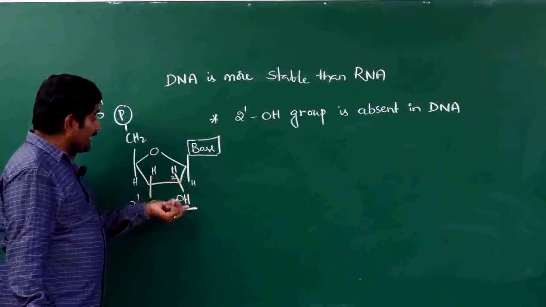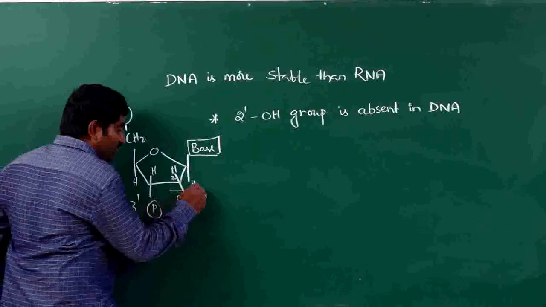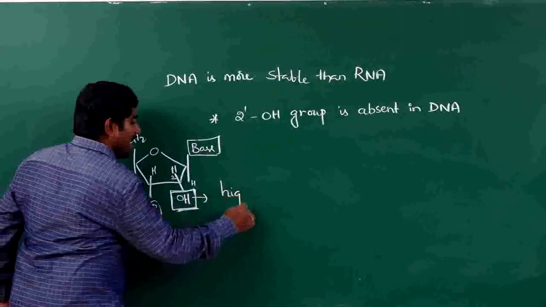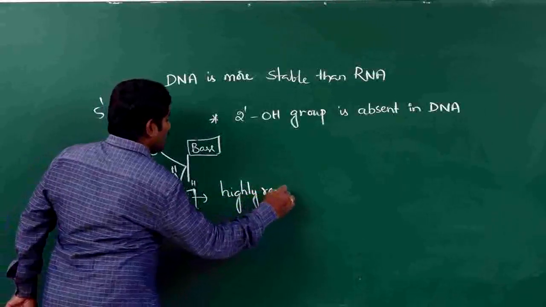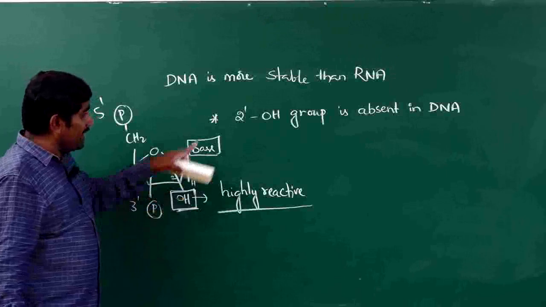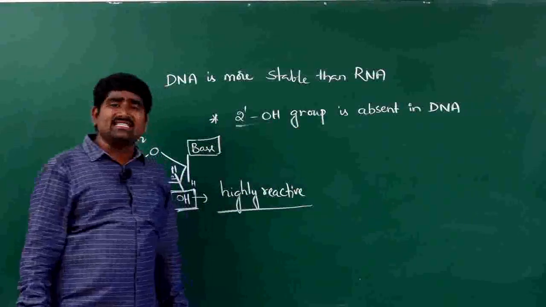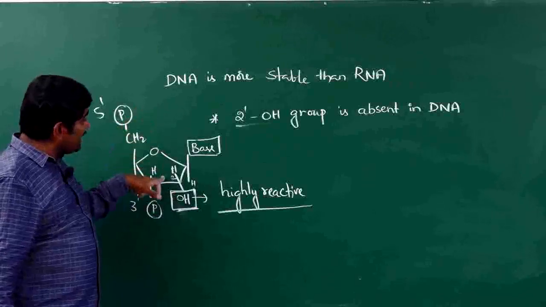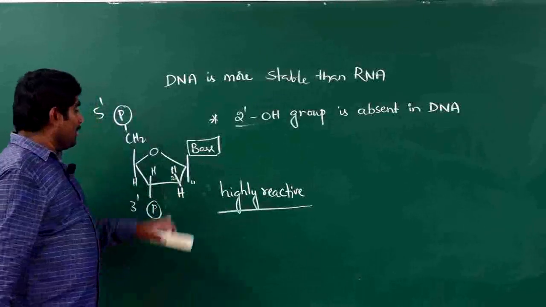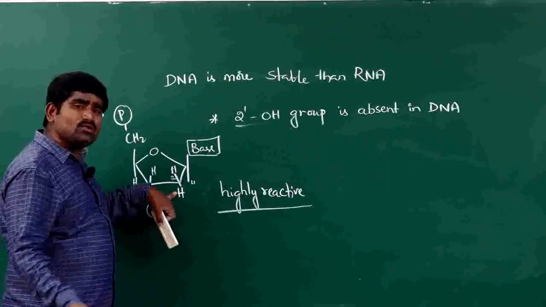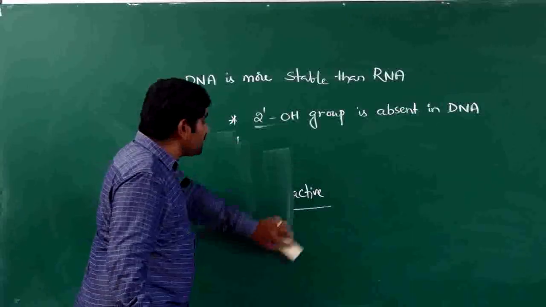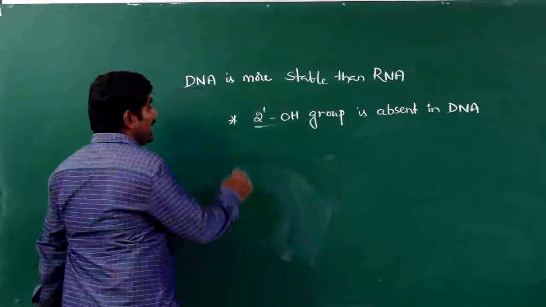But the second OH group is left free in RNA. Because of this free OH group, it is highly reactive, so it doesn't have stability. Due to the presence of this 2'OH group in RNA, it is less stable. But in the case of DNA, it is not present; only hydrogen is present here. Because of the absence of the 2'OH group, DNA is more stable.